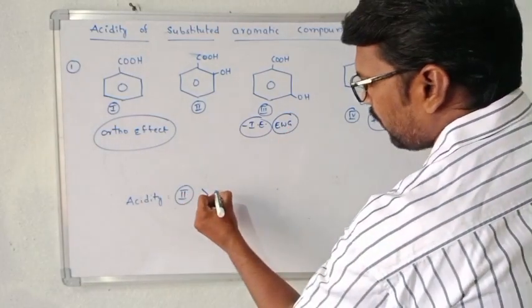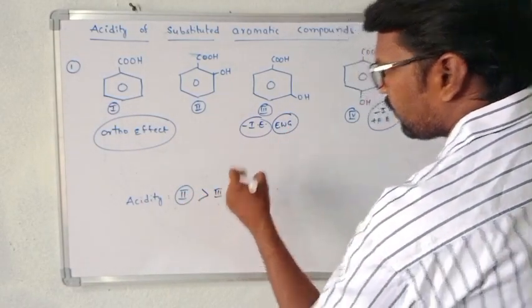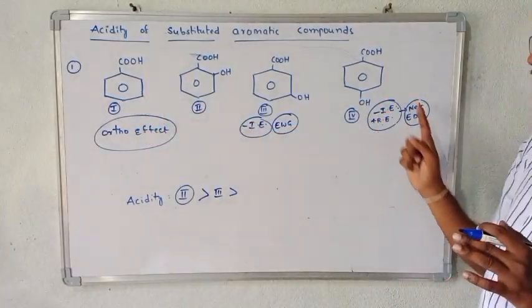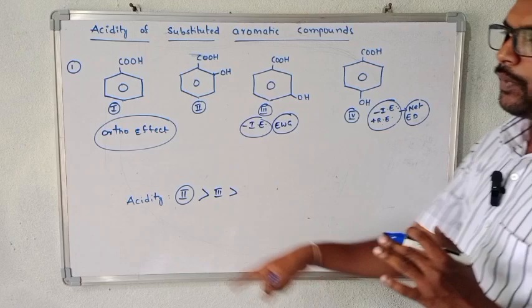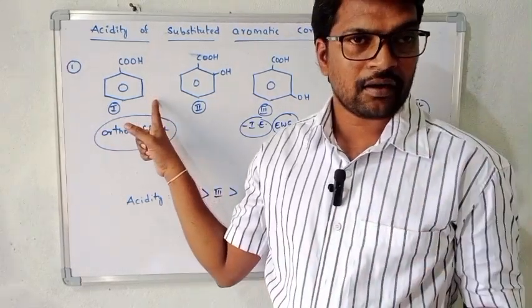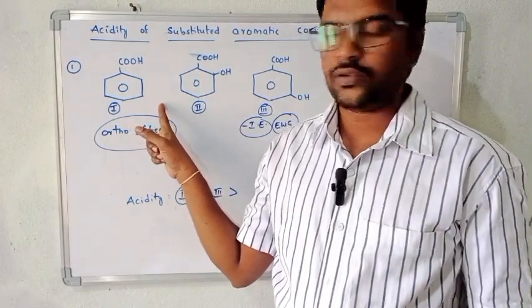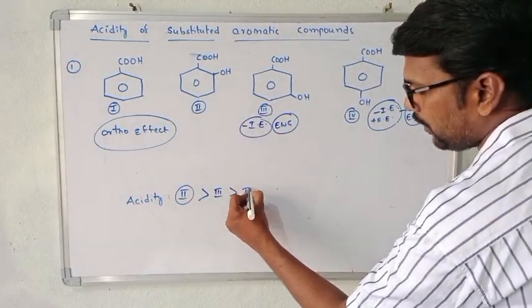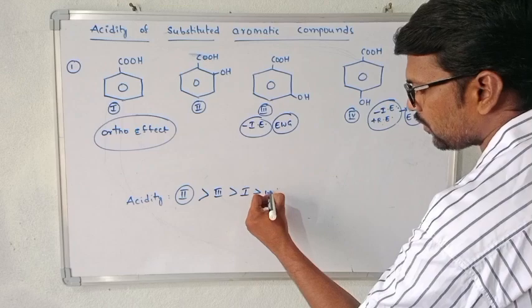After this, the remaining one is the standard condition, where no group is present. Here one group is present, which is electron donating, but the standard is neither electron withdrawing nor electron donating. So when you compare the standard condition with the electron donating one, the standard has more acidic nature.